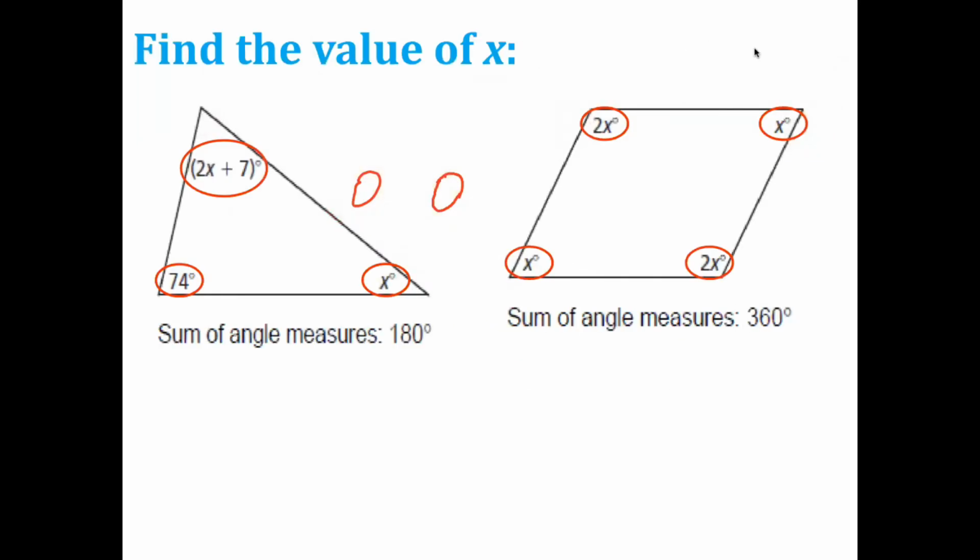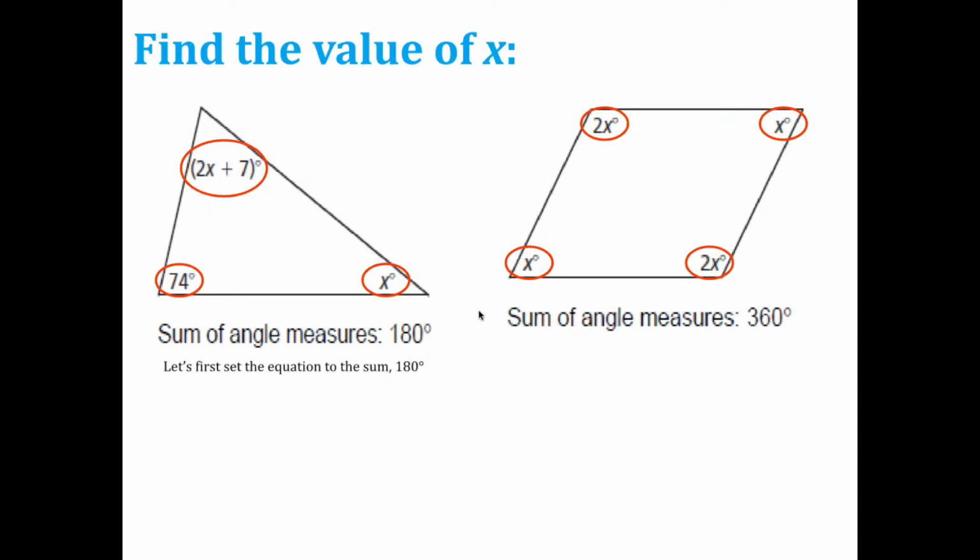Let's go ahead and look at combining like terms in a different situation. In this case, setting up an equation to find the x value in angle measures. So we have a triangle right here. We're given 3 expressions for each of its angles: 2x plus 7 degrees, 74 degrees, and x degrees. And we're given that the sum of all these angle measures will equal 180 degrees.